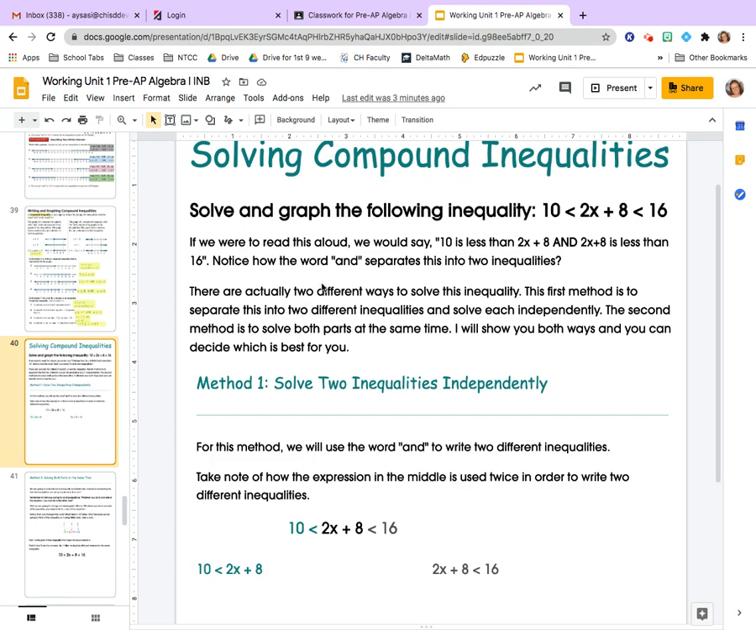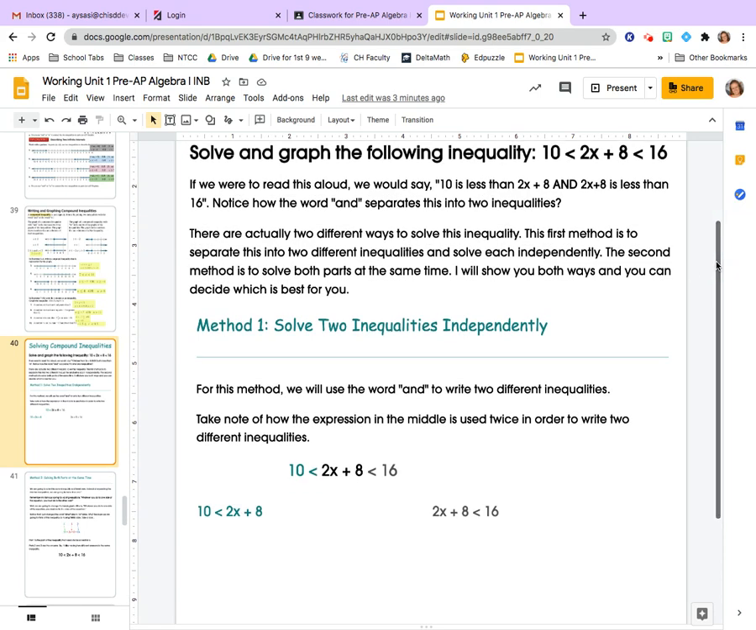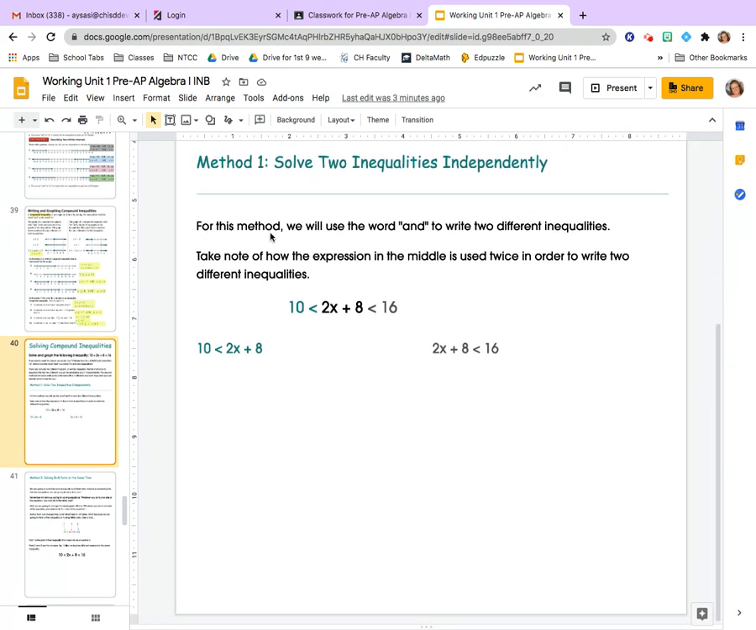There are actually two different ways to solve this inequality because we only want a variable in the middle. So we have to solve this. The first method is to separate this into two different inequalities and solve each independently. The second method is to solve both parts at the same time. I'll show you both ways. You can decide which one's best for you. So for this method, we will use the word and write two different inequalities. Take note of how the expression in the middle is used twice in order to write the two different inequalities.